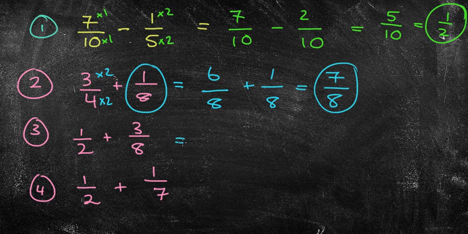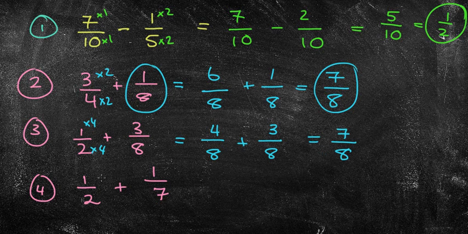Next one, I'm going to also put it over eighths. So times the bottom one by 4, top one by 4. So 1 times 4 is 4. The second one was already in eighths, so 4 plus 3, look at that, 7/8 again.